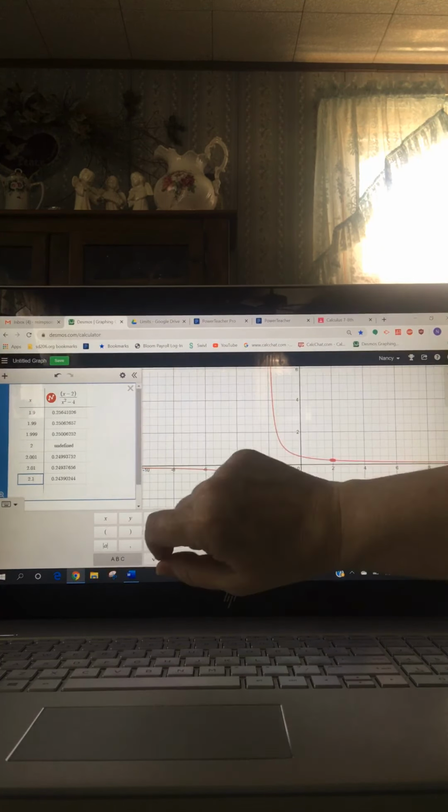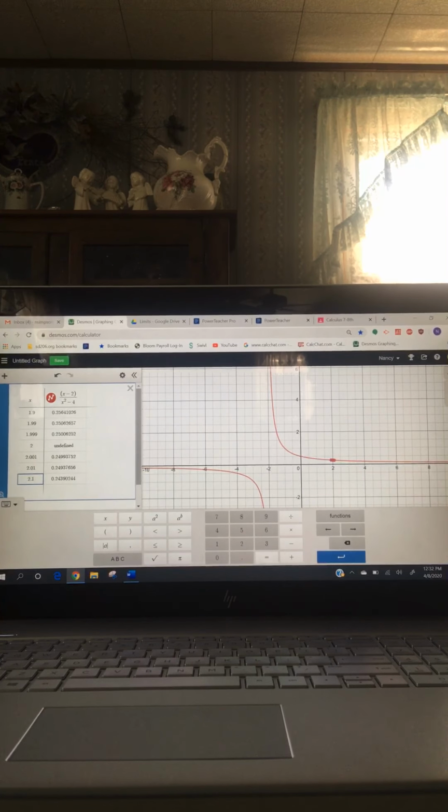So this box is 0.25. That box would be 0.25. Limit from the left equals limit from the right. So the limit's 0.25. We do not have a function value, so we write undefined. And this would be a hole.